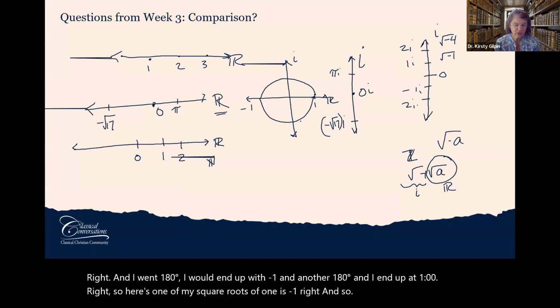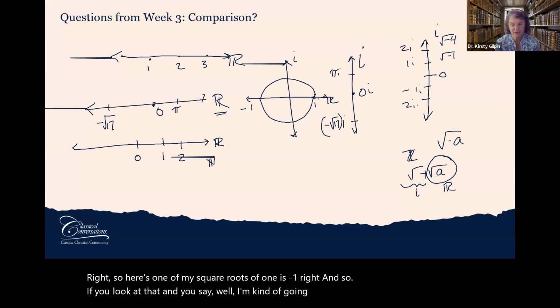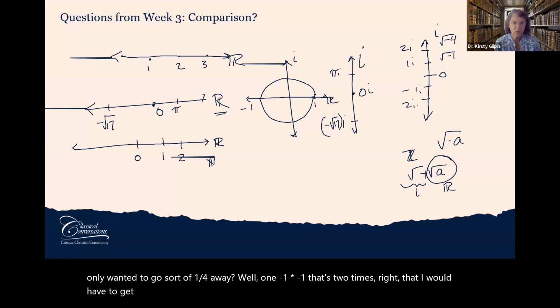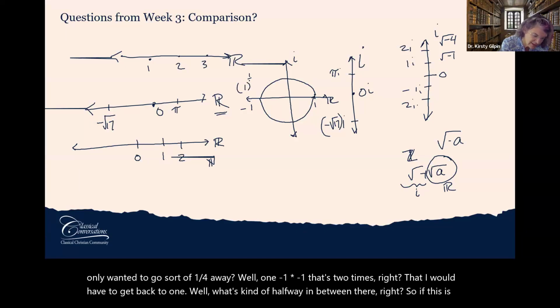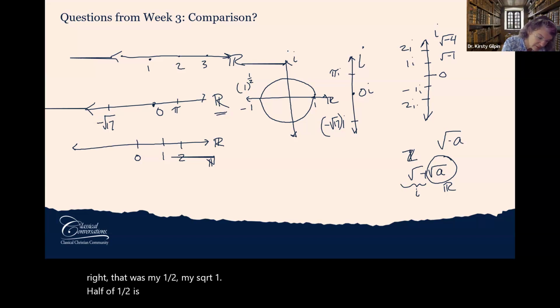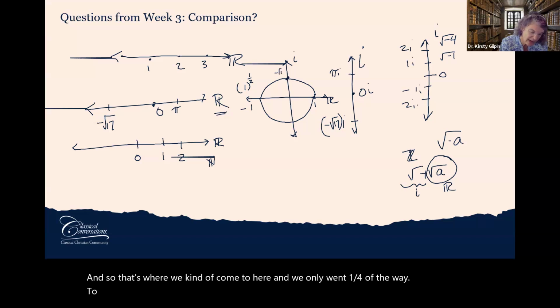And so if you look at that and you say, well, I'm kind of going halfway to 1, right? Well, what if I only wanted to go sort of a quarter away? Well, -1 times -1, that's 2 times that I would have to get back to 1. Well, what's kind of halfway in between there? So if this is 1, that was my 1/2, my square root of 1. Well, half of a half is a fourth, right? And so that's where we come to here, and we only went a quarter of the way to get to -1i. And we look at a lot more in lesson 27.